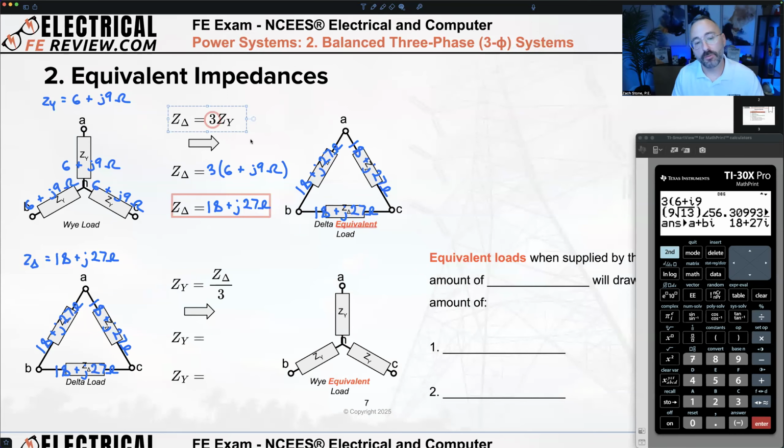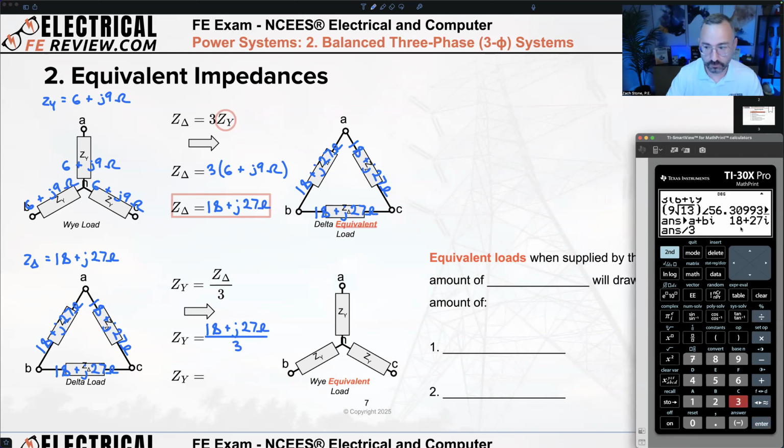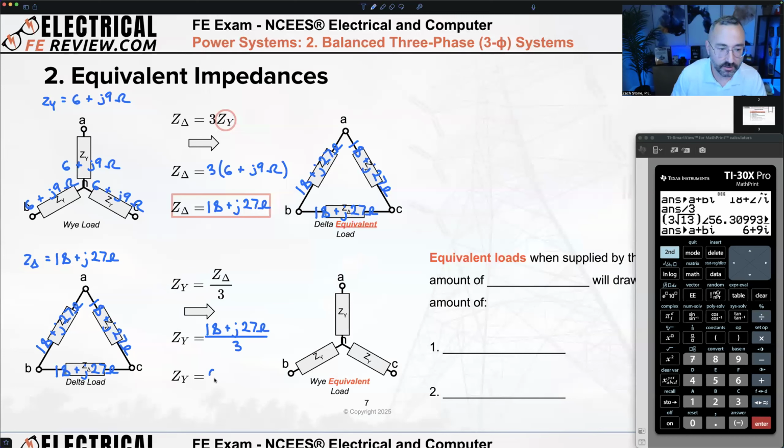So this is the formula reference handbook. To solve for Z_Y, we're just going to divide Z_delta by 3. So now we're taking our balanced delta impedance and dividing by 3. We're doing the same steps, just in reverse. So in my calculator, 18 plus j27, divide that by 3. I'm in polar mode, so I'll tell my calculator to convert to rectangular, and we get the Y impedance that we started with, 6 plus j9 ohms.